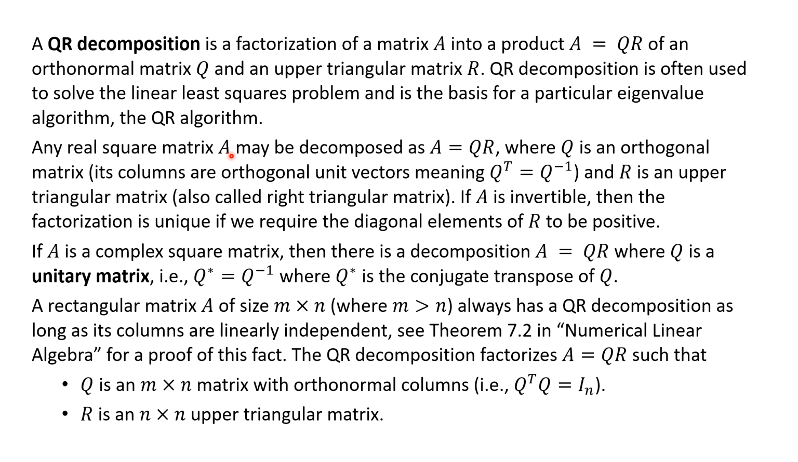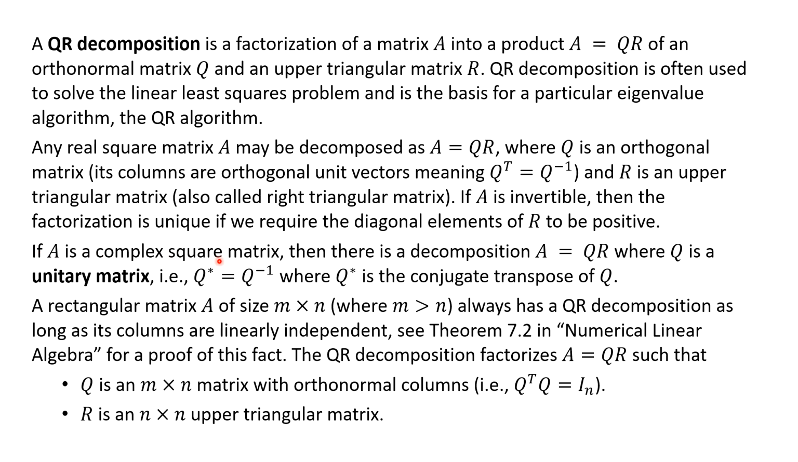Any real square matrix A may be decomposed in the form A equals QR, where Q is an orthogonal matrix. It's the same as orthonormal. Its columns are orthogonal unit vectors, meaning the transpose of Q equals Q inverse. Okay, so orthogonal and orthonormal are equivalent. And R is an upper triangular matrix, also called the right triangular matrix. It's to the right of the formulation. If A is invertible, then the factorization is unique if we require the diagonal elements of R to be positive.